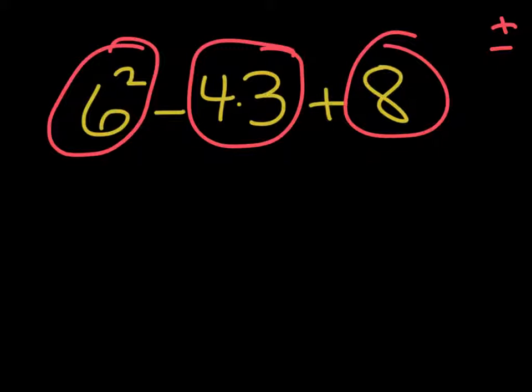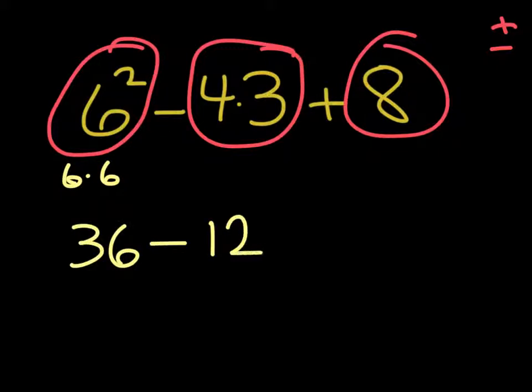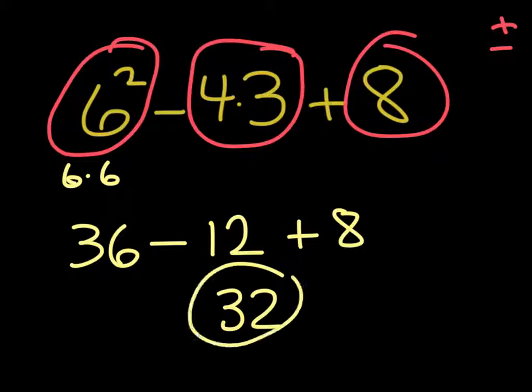Okay, 6 to the second power means 6 times 6, so that's 36, minus 4 times 3 is 12, and then plus 8. Now I'm going to go left to right. 36 minus 12 is 24, and 24 plus 8 is 32. And that would be the final answer.